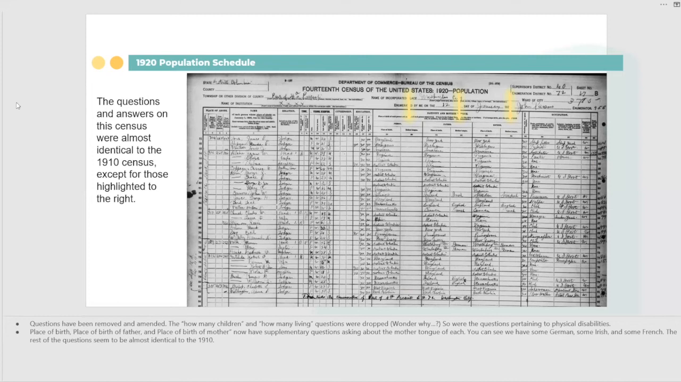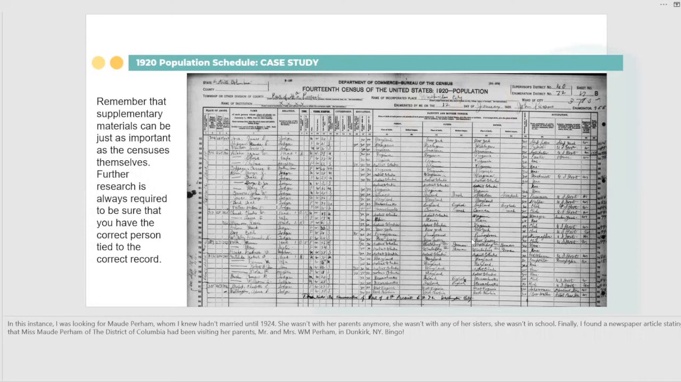Questions have been removed and amended. The how many children and how many living questions were dropped, probably for obvious reasons. So were questions pertaining to physical disabilities, the place of birth of father, and place of birth of mother now have supplementary questions asking about the mother tongue of each. You can see that here in this group, we have some German, some Swedish, some Irish, some French. The rest of the questions seem to be pretty identical to 1910. So we're going to skip over that one pretty quickly. Remember that supplementary materials when you're doing your census research can be just as important as the censuses themselves.